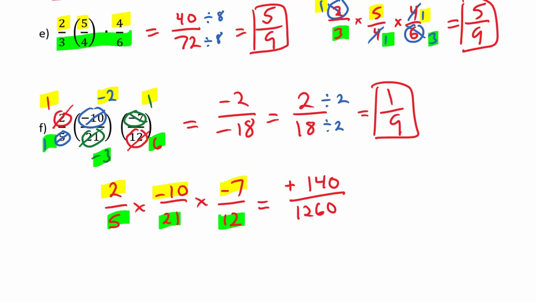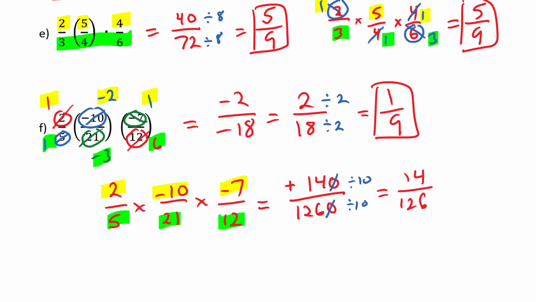Now here we have 140 over 1260. We have a 0 at the end. One trick you can do, you can cancel out a 0 from the top and the bottom. In essence, what you're doing, you're dividing the top and the bottom by 10. This gives me 14 over 126.